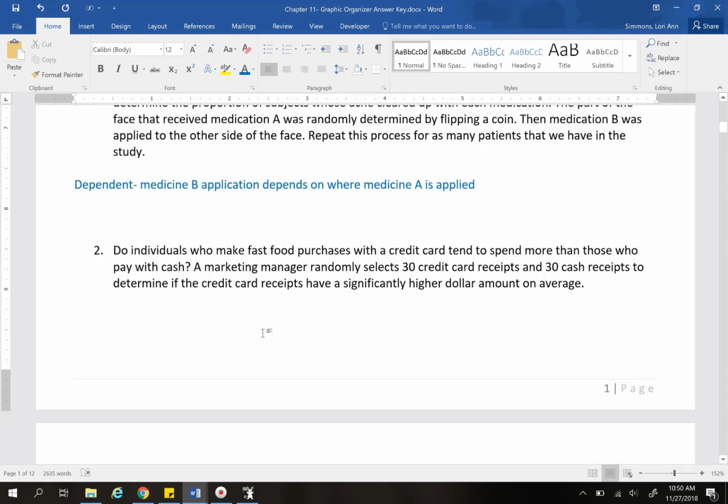Number 2, do individuals who make fast food purchases with a credit card tend to spend more than those who pay with cash? A marketing manager randomly selects 30 credit card receipts and 30 cash receipts to determine if the credit card receipts have a significantly higher dollar amount on average. This is going to be independent because credit card receipts are not related to cash receipts, and vice versa.